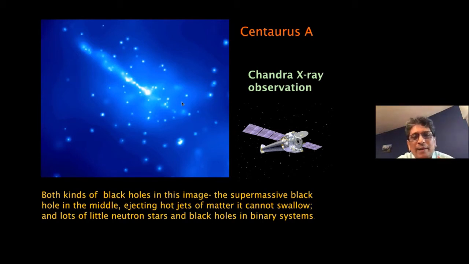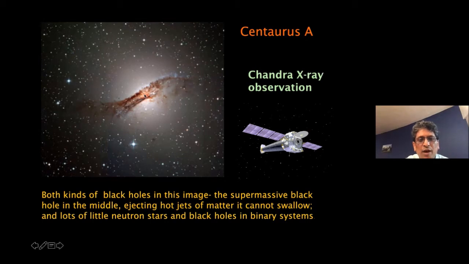So this is one way of finding black holes, the X-rays that are emitted by the black hole pulling matter from its binary companion. You also see that the center of this galaxy, right in the middle, which you can't see here, has a black hole that is 10 to the power 9 times the mass of the sun.